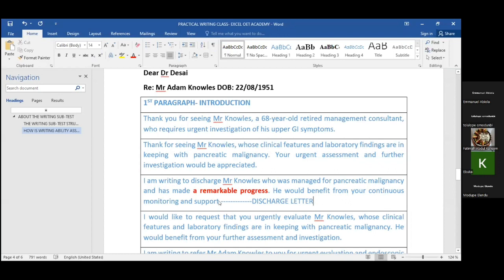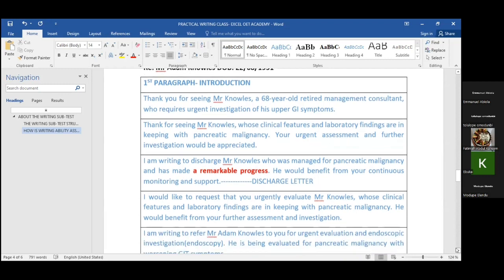So you can see this has the purpose of the letter, which is discharge; two, the diagnosis, which is pancreatic malignancy; three, the update of the patient, and then what we want the GP or the nurse to do. And most times, because it's a discharge letter, it's likely for the nurse or the general practitioner to continue monitoring and support, or to follow up this patient. So I can say you benefit from your follow-up. So a discharge letter may have a clinical update, or progress report, let me put it like that, added to your letter. So these are just samples of the introduction.